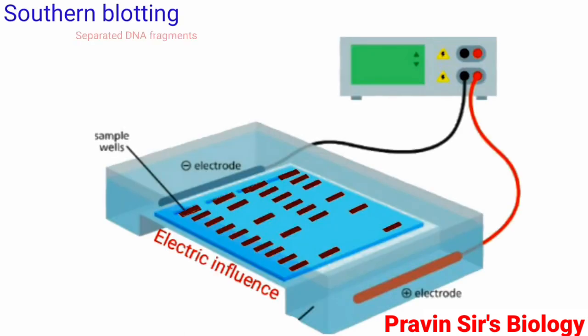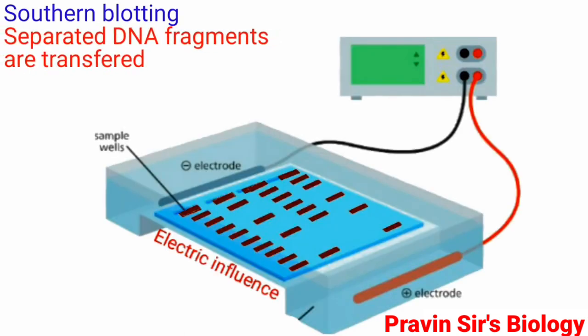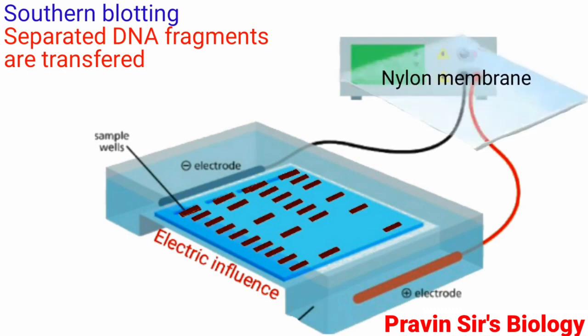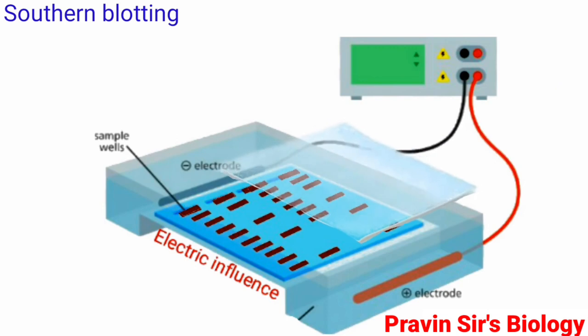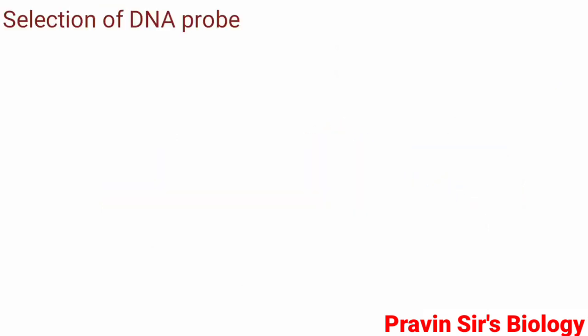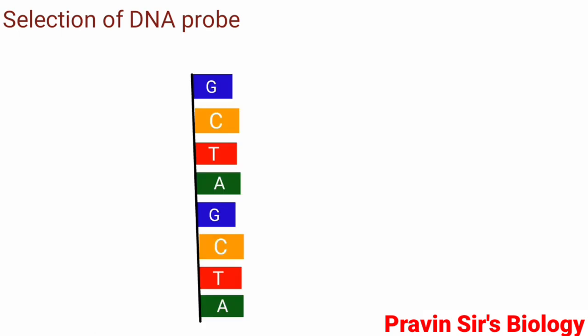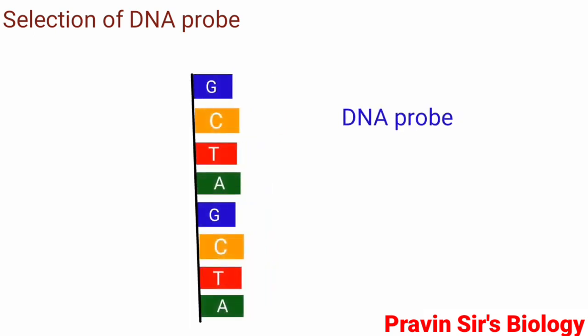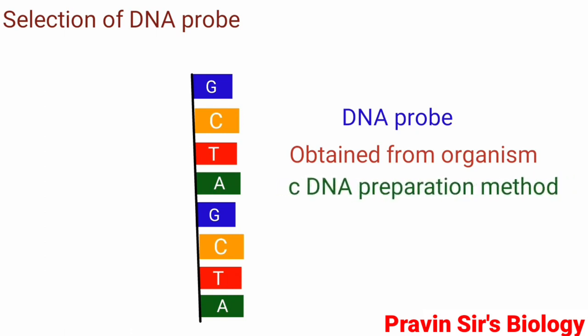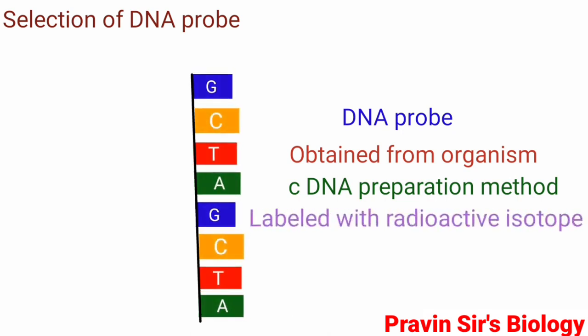Southern blotting. The separated DNA fragments are transferred to a nylon membrane or nitrocellulose filter paper by placing it over the gel and soaking them with filter paper overnight. Selection of DNA probe. A known sequence of single-stranded DNA is prepared. It is called DNA probe. DNA probe is obtained from organisms or prepared by cDNA preparation method. The DNA probe is labeled with radioactive isotopes.